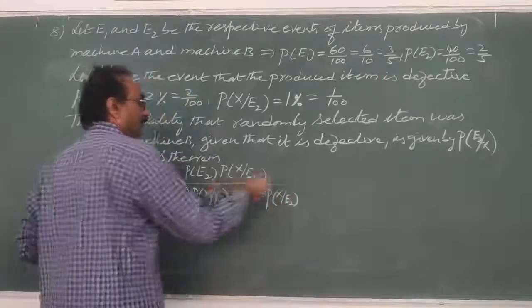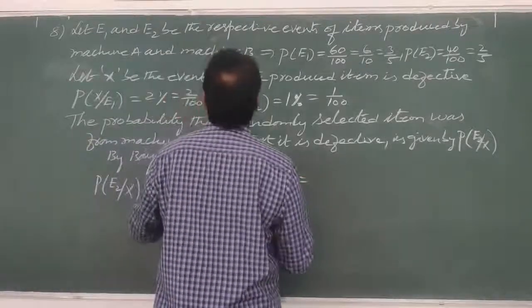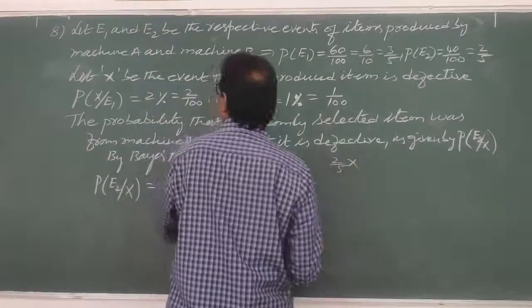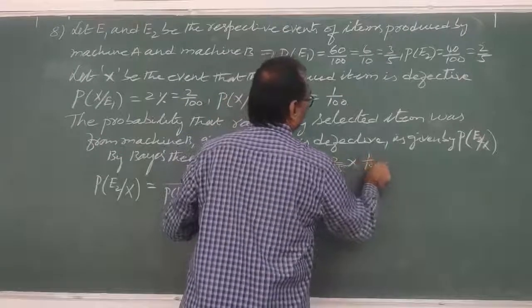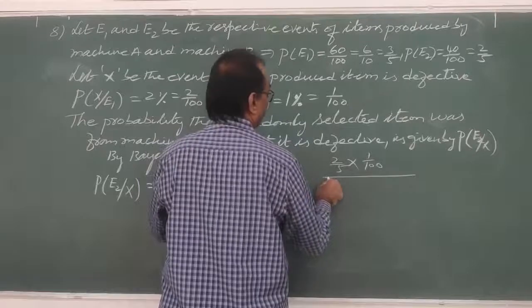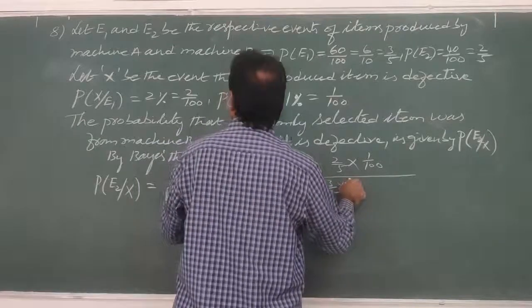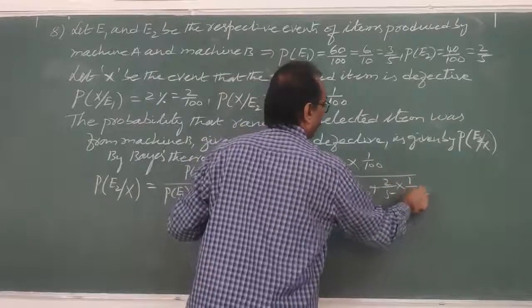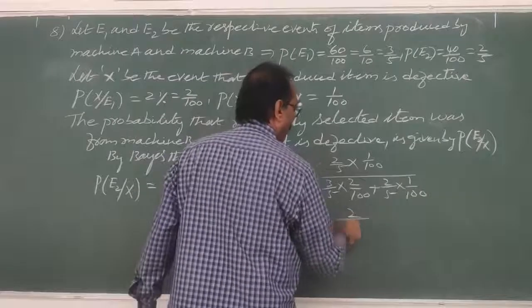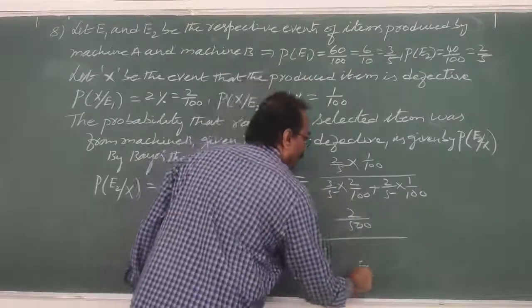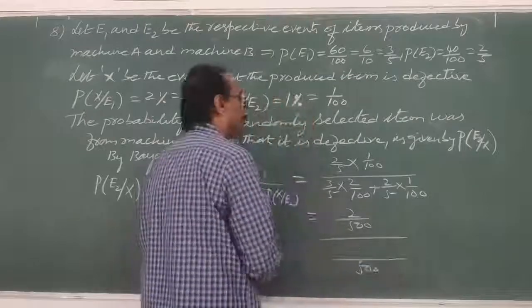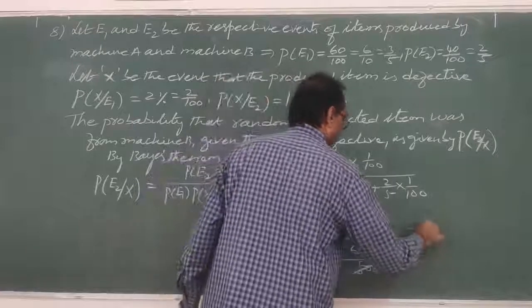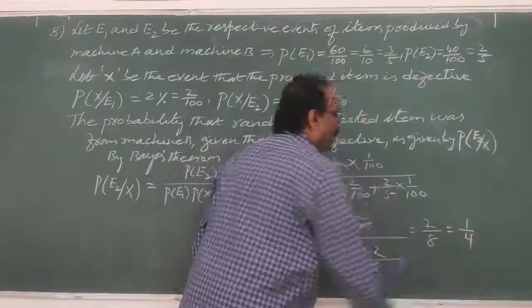That's all. So the respective probabilities you write: probability of E2, my dear student, 2 by 5, into probability of X given E2, 1% means 1 by 100, divided by probability of E1, 3 by 5, into X given E1, 2 by 100, plus 2 by 5 into 1 by 100. So totally how much will you get? 2 by 500 over, again take LCM 500. 3 twos are 6 plus 2. Here 500 cancels. So it is nothing but 2 by 8, which is 1 by 4.